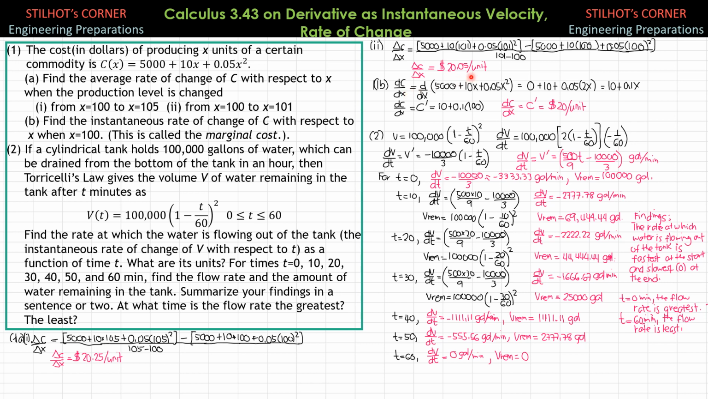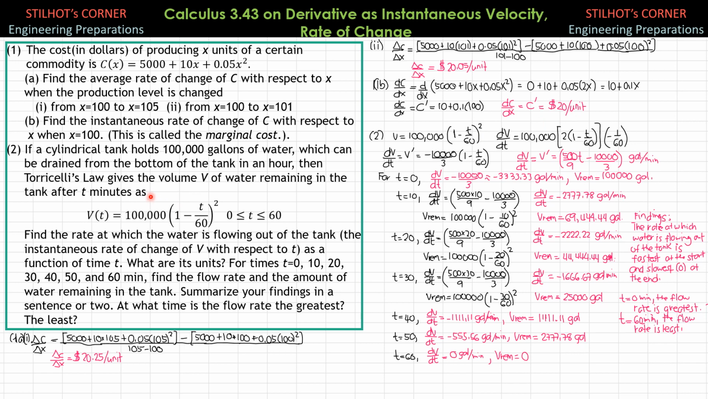So we suspect that the answer, as delta X approaches 0, that's the derivative of cost with respect to X. So we suspect that the answer is 20. So let's check. Derivative of the cost function with respect to X is, from here, derivative of 5,000 plus 10X plus 0.05 X squared. That is 0 because that's constant, then 10 plus 0.05 times 2X, that's 10 plus 0.1 of X. So that's the instantaneous rate of change of C with respect to X, or the marginal cost. So when X is 100, 10 plus 0.1 of 100. So the instantaneous rate of change of C is indeed $20 per unit.